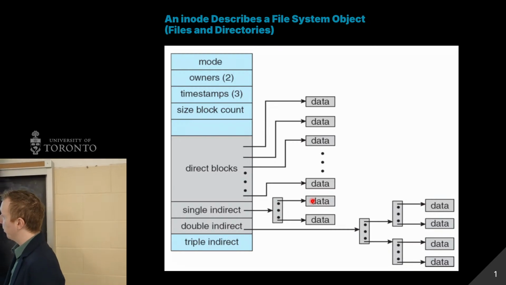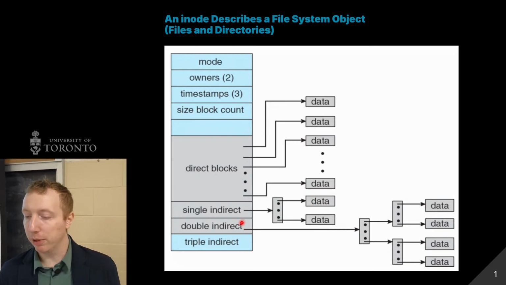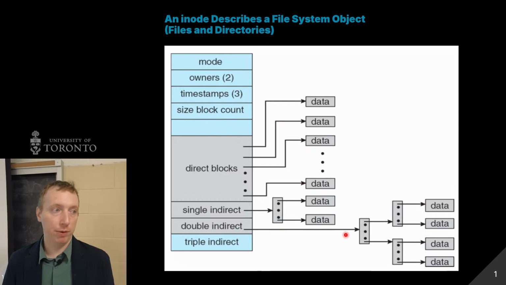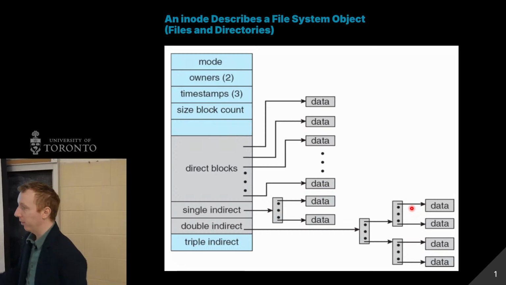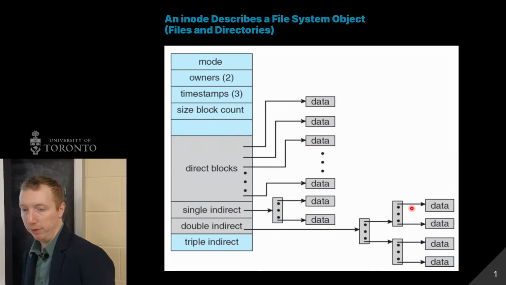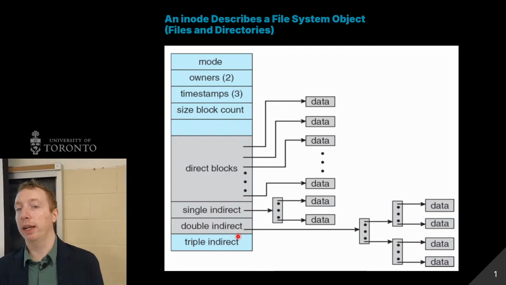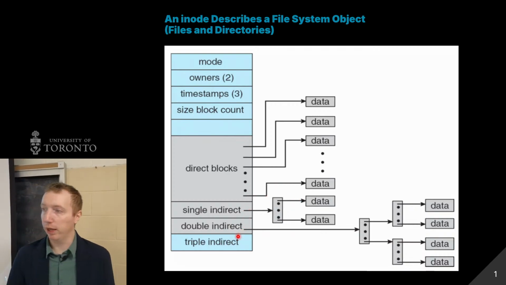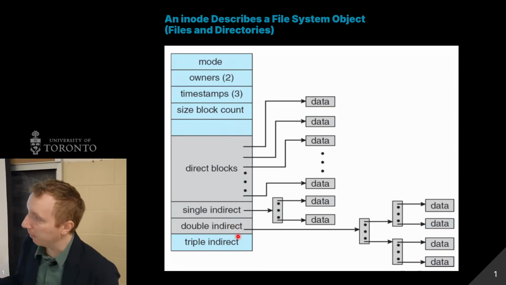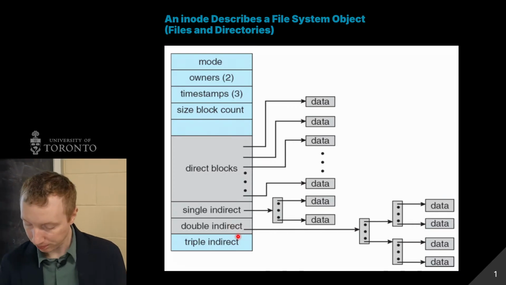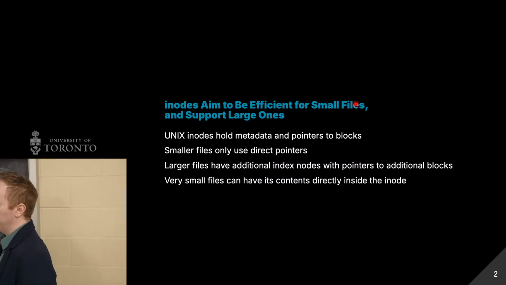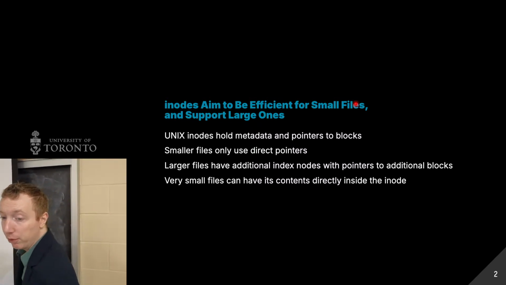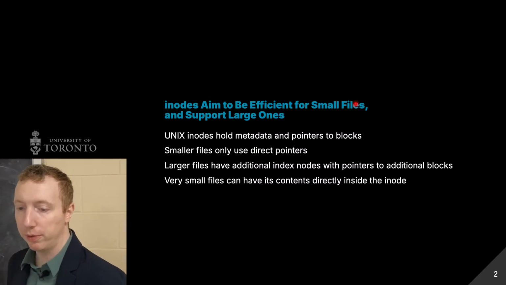To make it more flexible, there can be a double indirect block, which points to a block full of pointers, and each of those pointers points to another block full of pointers, which again points to a whole bunch of data. And then if we need an even larger file, we can use a triple indirect, which is the same idea as the 3-level page table. Why it does this is because there's a trade-off. It aims to be efficient for small files and also support large files.